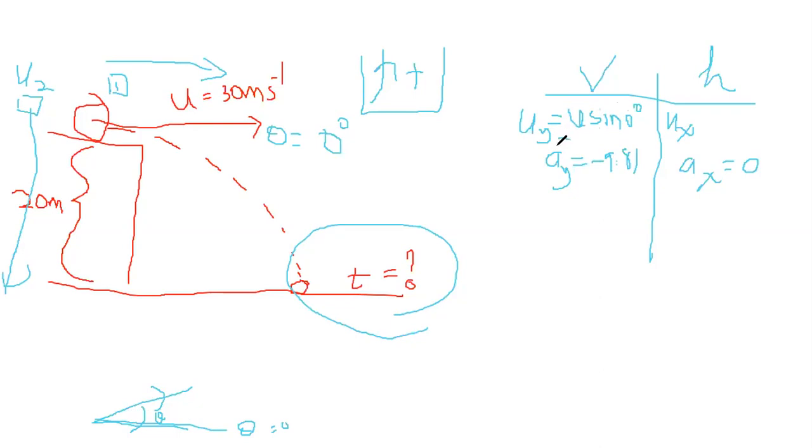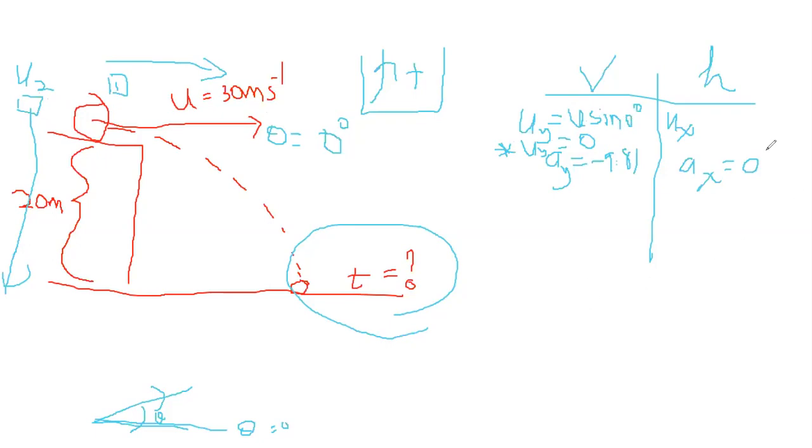So U sine 0, how much? Sine 0 is 0, right? So Uy for this case is how much? 0. Uy is 0. Put in your mind, anything launched horizontally, the initial vertical speed will be 0. It will be 0 because theta is 0.